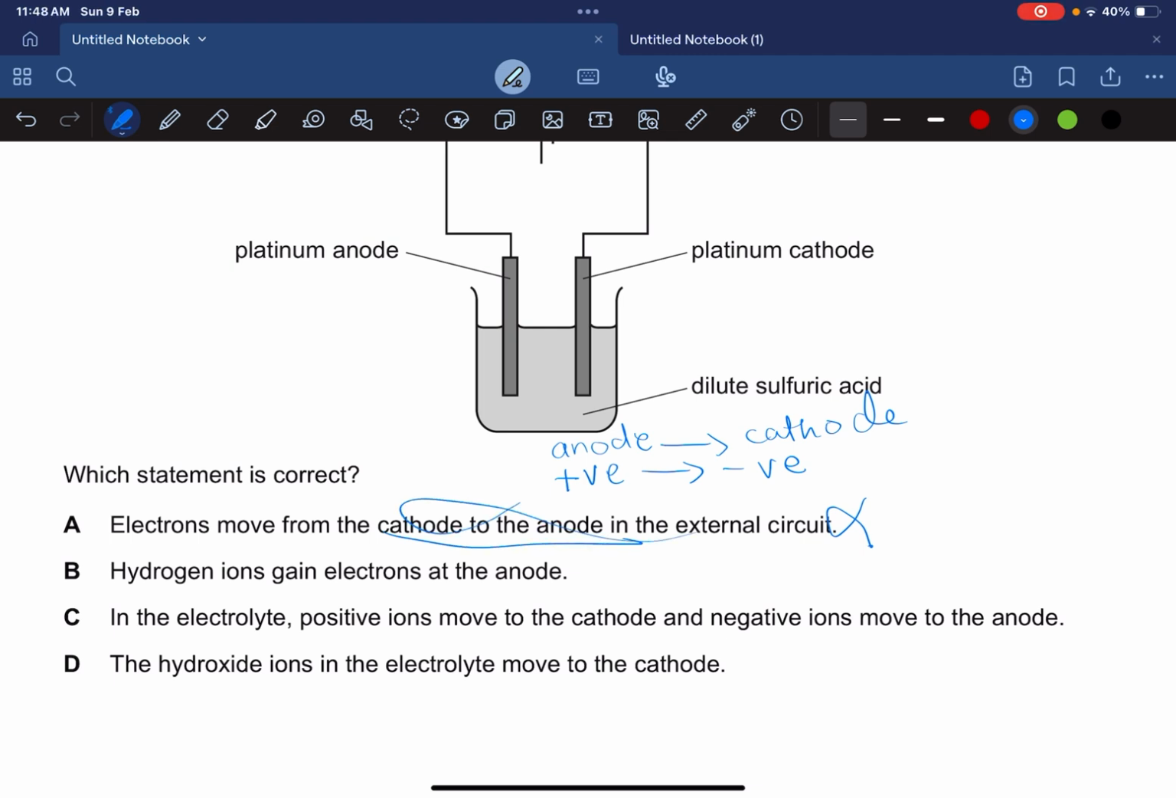Number B, hydrogen ions gain electrons at the anode. Hydrogen ions are positive ions, H plus ions. So they are going to gain electrons at the cathode. So that's also incorrect. C option, in an electrolyte, positive ions move towards the cathode and the negative ions move towards the anode. Well, that's correct because you know that positive ions, cations move towards the cathode, cations, cathode, and anions and anode. So negative ions move towards the anode. And the D option is the hydroxide ions in the electrolyte move towards the cathode.